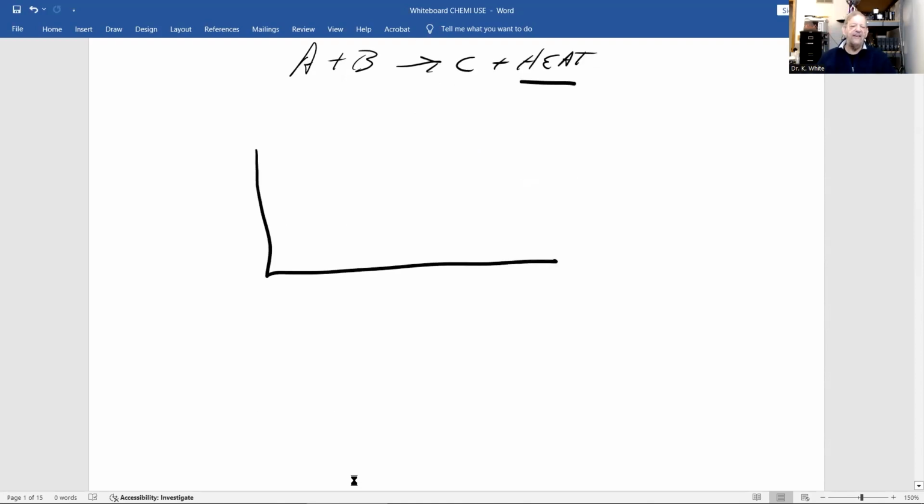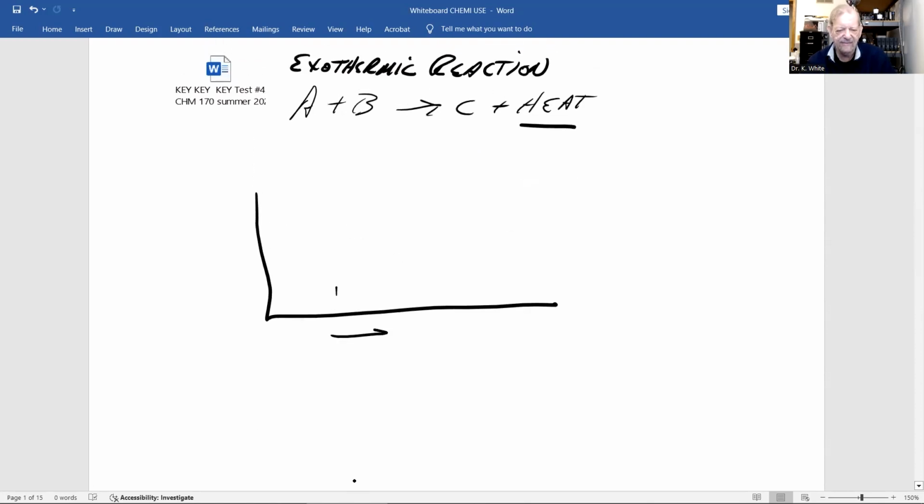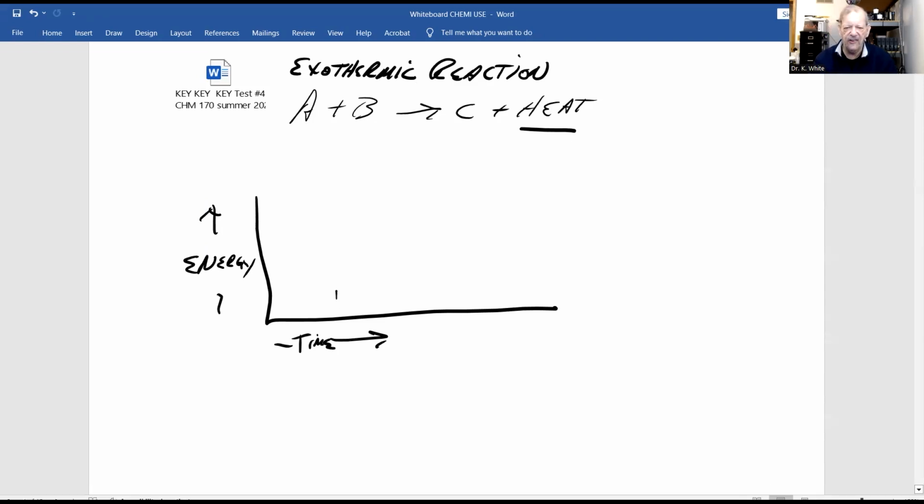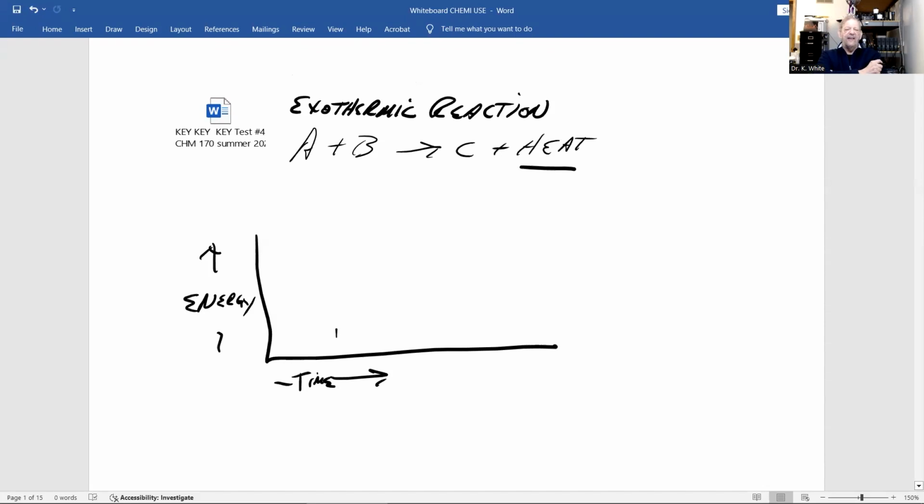We have an X and Y axis. On the X-axis, we have time. On the Y-axis, we have energy. Now, there's something called the conservation of energy, and you have the same amount of energy at the base of the arrow as at the head of the arrow. So let's artificially say the amount of energy for A and B is this.